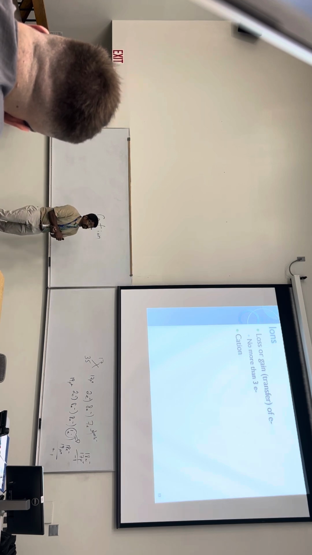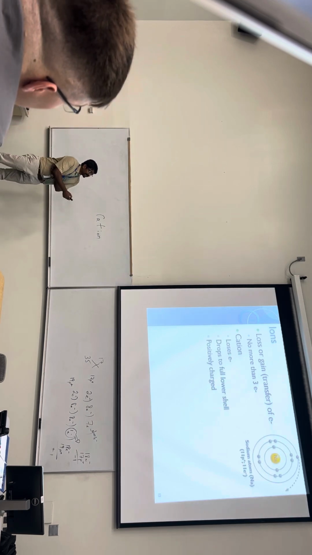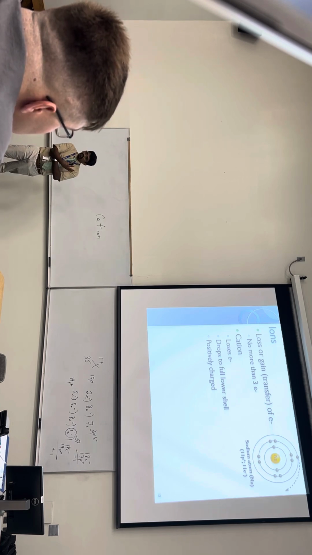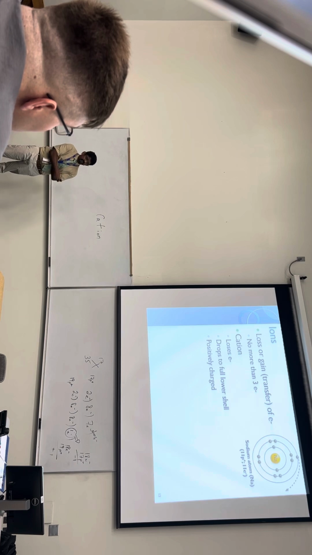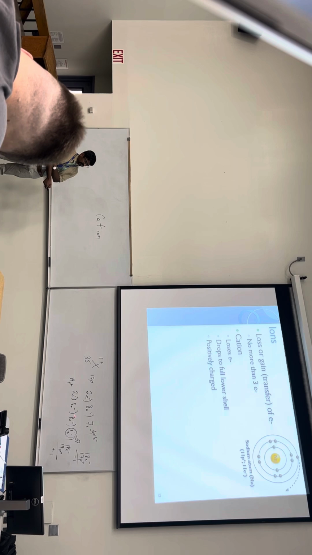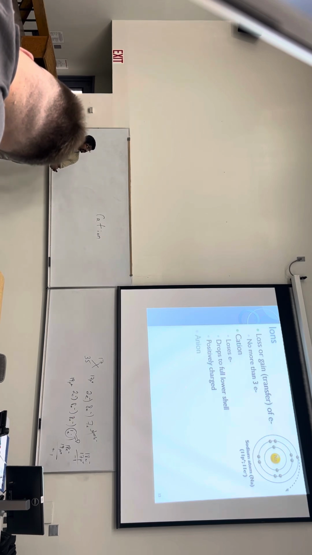This will stay. Excellent. So cations became cations because they lost an electron. They dropped a full shell. Right? This one dropped one, so it had 4 shells, now it does not. There are 3 shells. Okay.